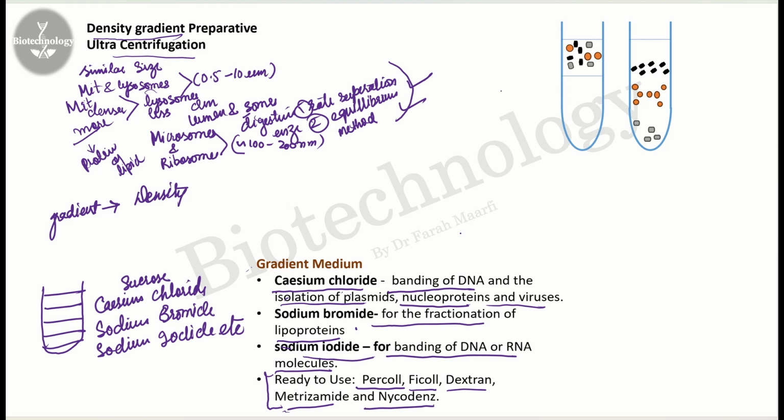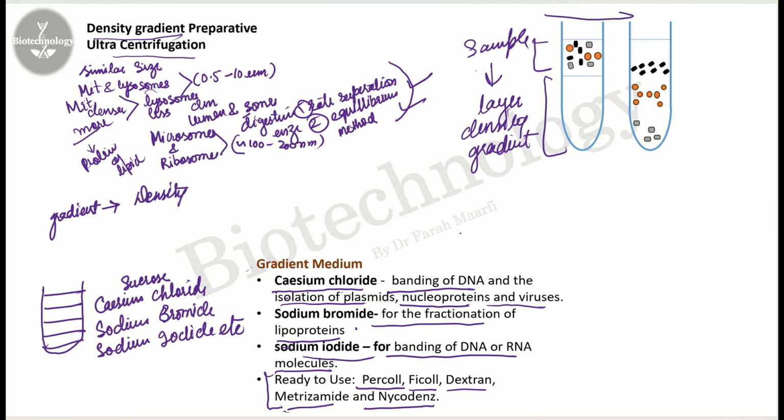Let's understand what actually we are doing in density gradient preparative ultracentrifugation. Suppose this is a tube containing a layer of density gradient medium, right? And we place a sample at the surface of this layer. After placing the sample at the surface of this layer, we apply a centrifugal force to it. Here, the applied centrifugal force will be the same throughout the process, that is around 1 lakh G.